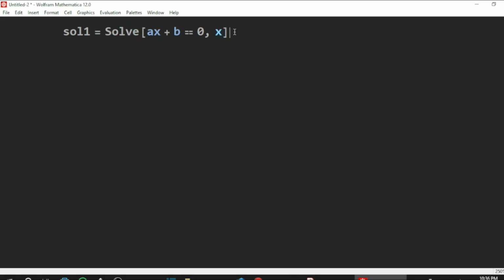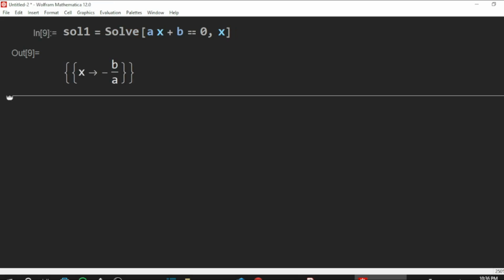Now if I press the shift and enter buttons on my keyboard, oh yes, I made a mistake. You see what mistake I made? I have put ax, so this is a single variable. I need to add a space to it or put the asterisk between them. If I now run, it gives me the value of x equal to minus b by a, and you see it is written in the form of an assignment.